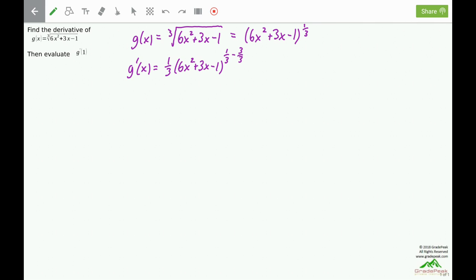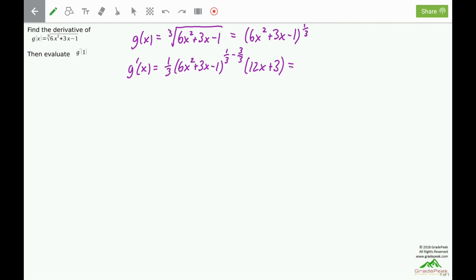But since the inside of the 1/3 power is not just an x, but an entire expression, the derivative won't be a 1 for the inside, but a larger expression, and we will now need to multiply by the derivative of the inside. The derivative of the inside will be, well, 6x squared, bring the 2 down, 6 times 2 is 12, x to the first. 3 times x, constant times x will be the constant, plus 3, and then the constant, negative 1, will be a derivative of 0. That's the chain rule. And we have to use it anytime we have an expression inside of a power or an expression inside of a trig function.